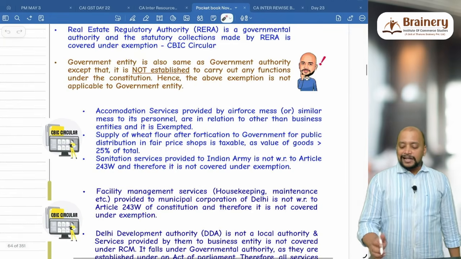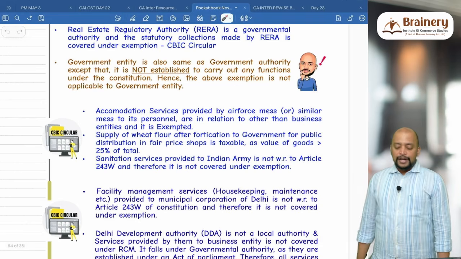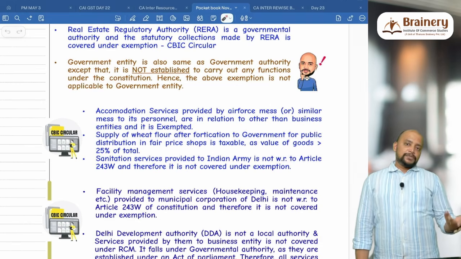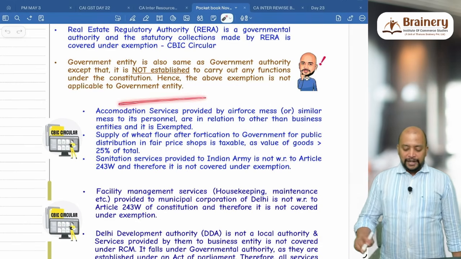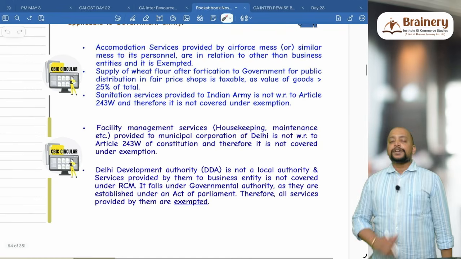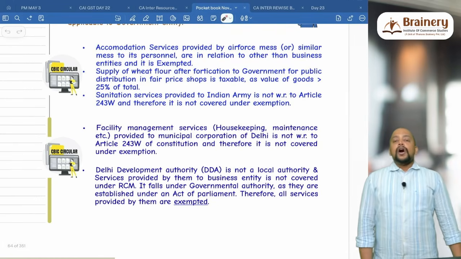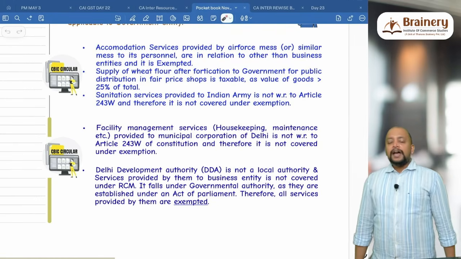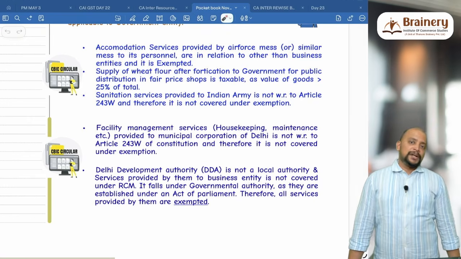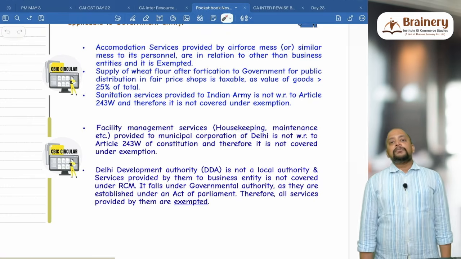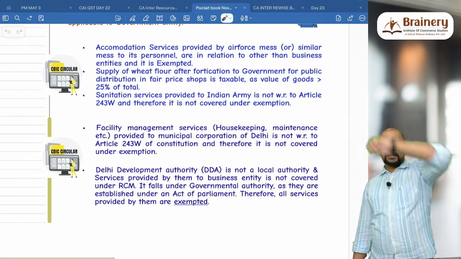And government entity is not the same as government authority. So due to that reason, whatever exemption is for government authority is not applicable to government entity. Then we have some special points by way of circulars. Number one, accommodation services provided by Air Force mess or any other government mess to its personnel will come under other services to other than business entity.